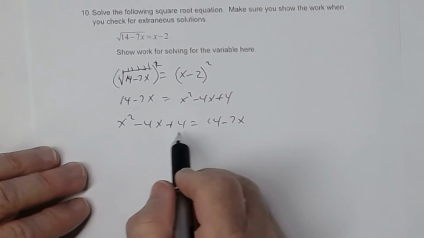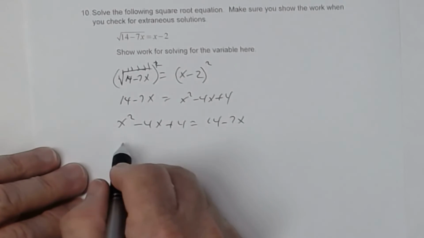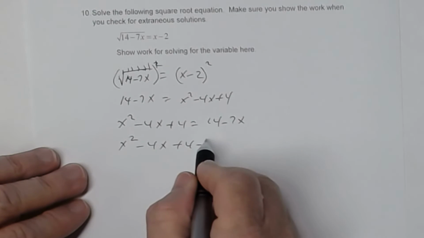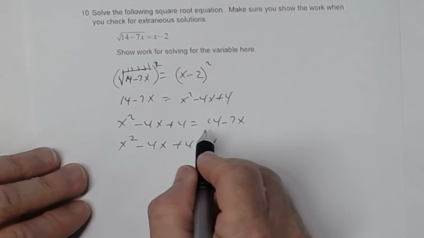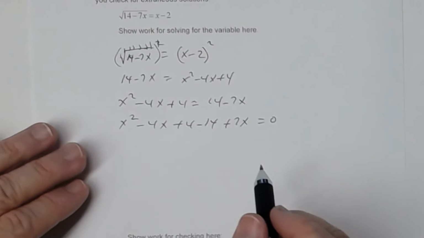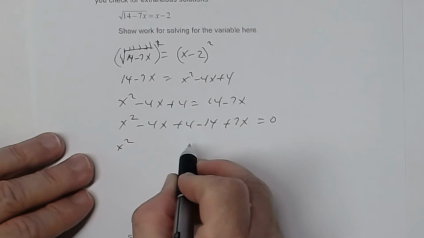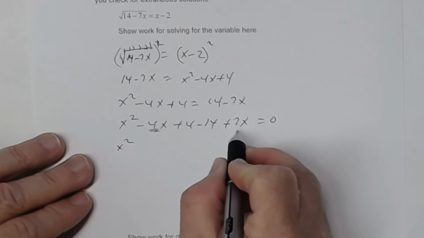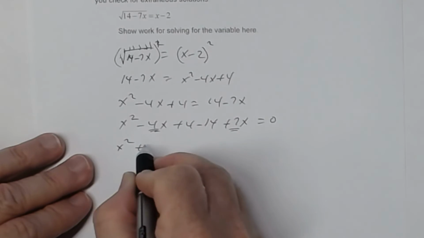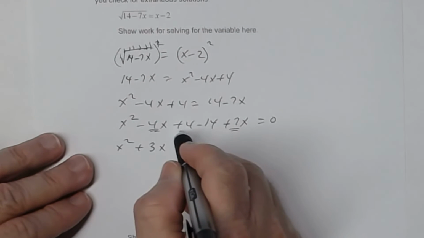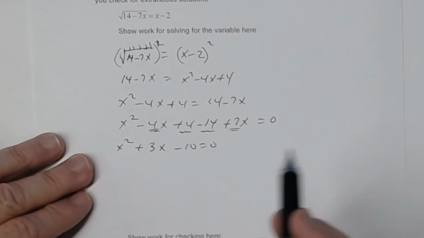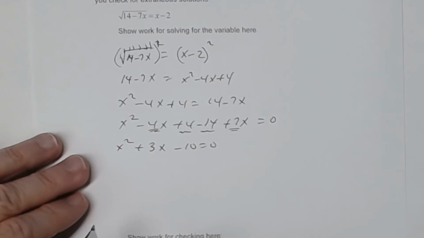All right. And then I'm going to bring the two terms to the left, so I get x squared minus 4x plus 4. When I bring the 14 over, I get negative 14. When I bring the negative 7x over, I get positive 7x equals 0. Then combining like terms, I get x squared, a negative 4x and a positive 7x is positive 3x, a positive 4 and a negative 14 is a negative 10. And so now I have this quadratic equation.